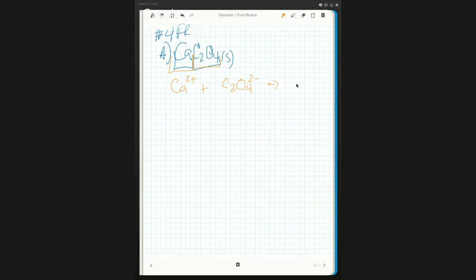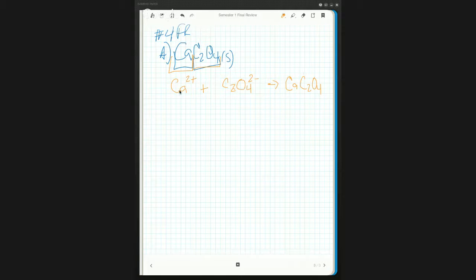And when they come together, you get the precipitate that was given to you in the problem. Oh, what am I doing? Writing the charge. Big no-no. Please don't do that. You'll lose points. CaC2O4.